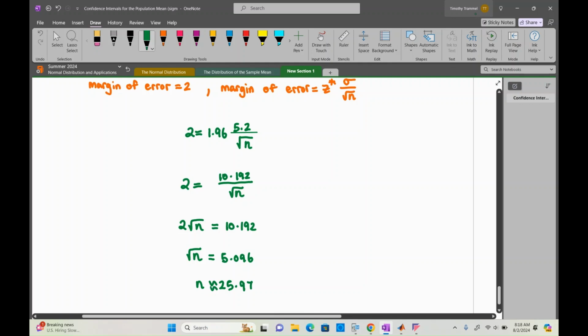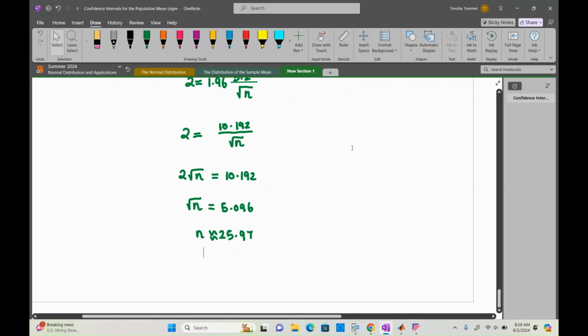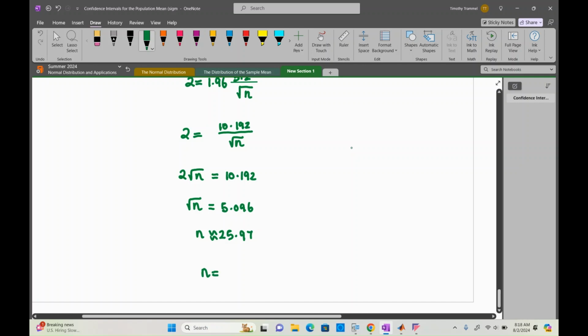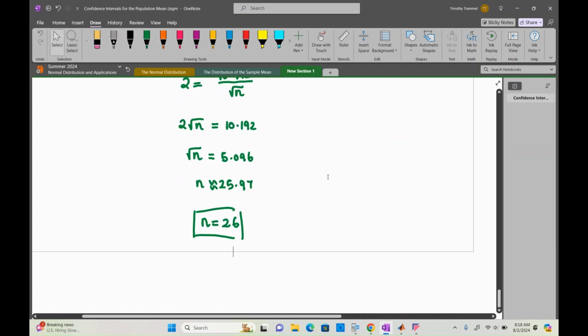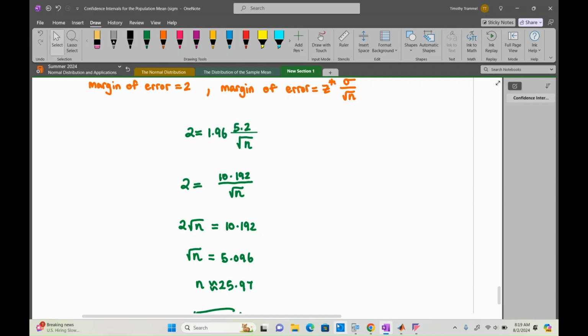All right, so firstly, I want to point out n is supposed to be the sample size. This needs to be a whole number. So it may be obvious here that if we were to round this, we'd want to round this up to 26. But it actually ends up that you're always going to want to round up when you use this procedure. Because if I were to round this down to 25, let's actually see what would happen. I want my margin of error to be 2 or smaller. I do not want it to be any larger than 2 here.